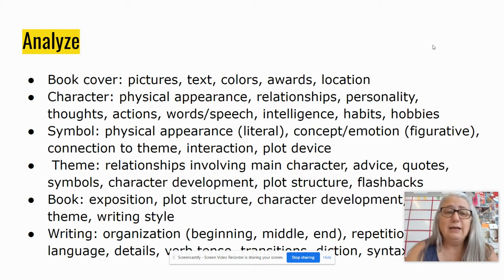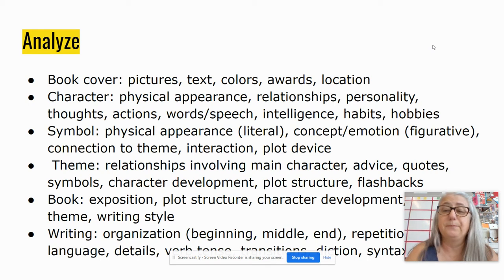When we talk about analyzing a theme, that's looking at relationships that involve the main character, because usually within those relationships, you can find a general idea of a theme: love, hate, anger, jealousy, any of those things. You want to look for advice from an older character to the main character. When we looked at signposts for fiction, that's called words of the wiser. So you're looking for a parent, grandparent, coach, teacher, somebody who's older and more experienced who's giving advice to our main character.